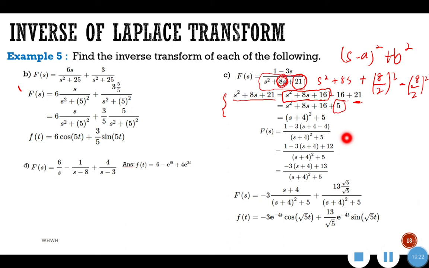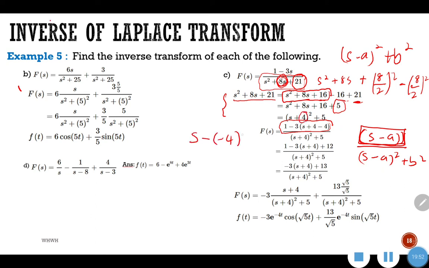the numerator, the upper part, because before this we had S minus A over S minus A square plus B square. So in the upper part, you have to make sure you have the term S minus A. So in this case, what is our A? Minus 4. So that's why we have plus 4 here. So you have to introduce minus 4 or plus 4 here.